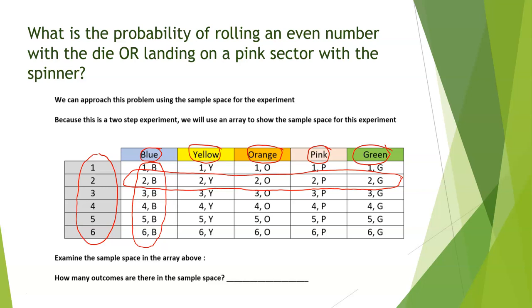So, if we examine this sample space, we can count how many outcomes there are in the sample space. We can see that we've got 6 rows and we've got 5 columns. So the number of outcomes in my sample space will be 5 times 6, which is equal to 30 outcomes.